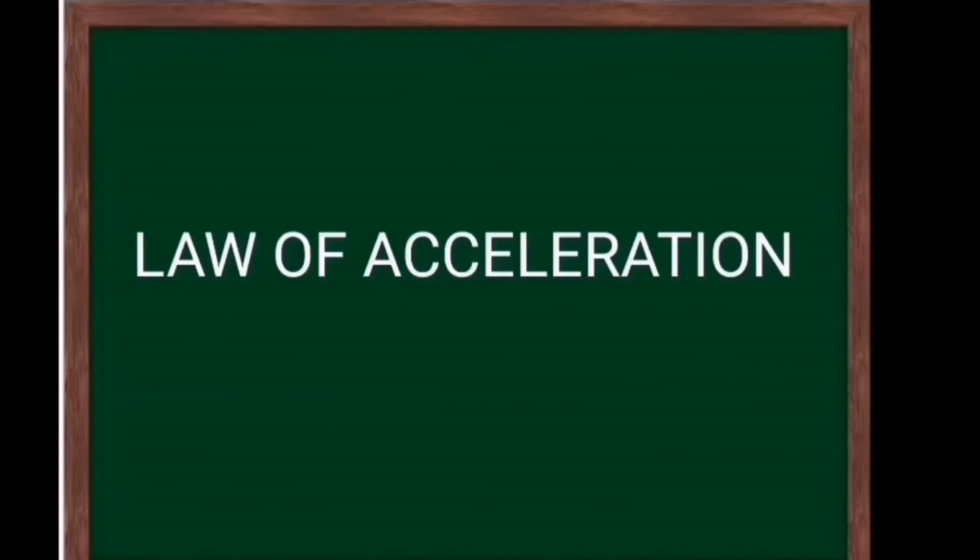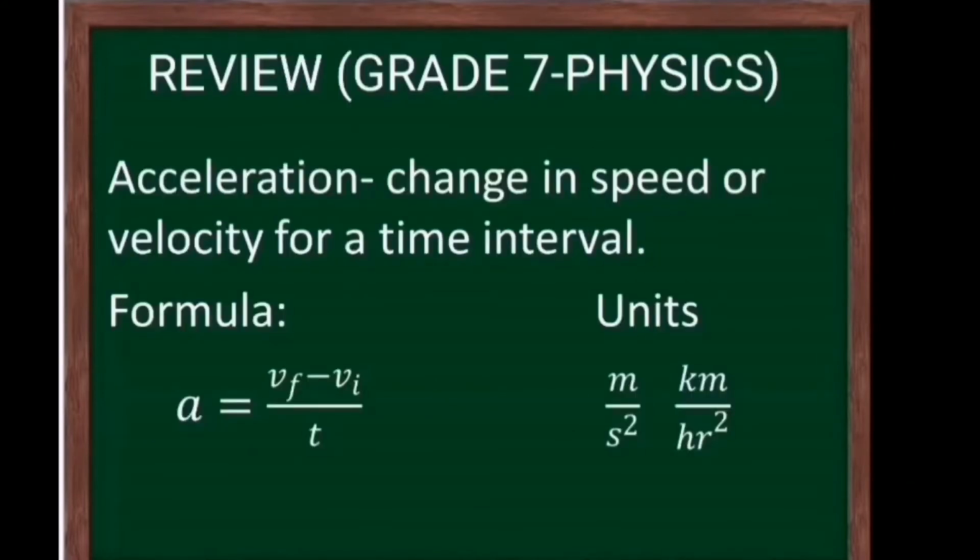Now let's have the second law of motion. During your grade 7 physics, you already learned that acceleration is the change in speed or velocity over a time interval. And you use acceleration equals final velocity minus initial velocity divided by time to calculate the acceleration of an object. You also use the units meter per second squared, kilometer per hour squared, meter per minute squared, and so on as the units of acceleration. But this time, we will only use meter per second squared as the unit for acceleration.